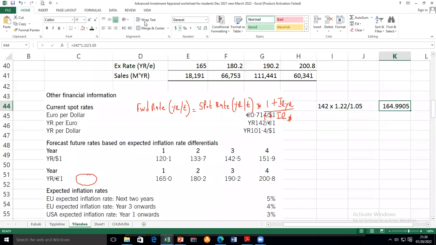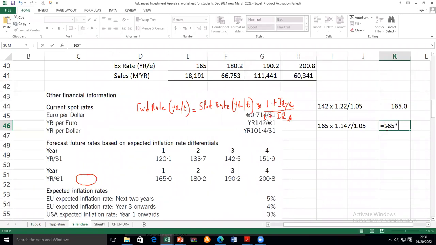Here we are. $165. Again, 165 times 1.147 over 1.05. There we are.